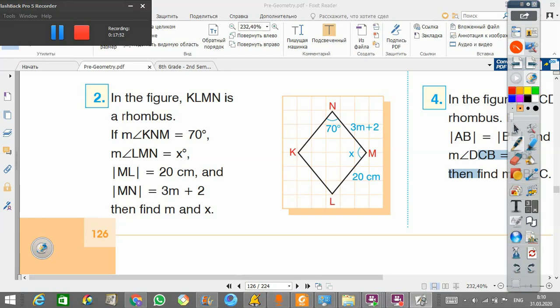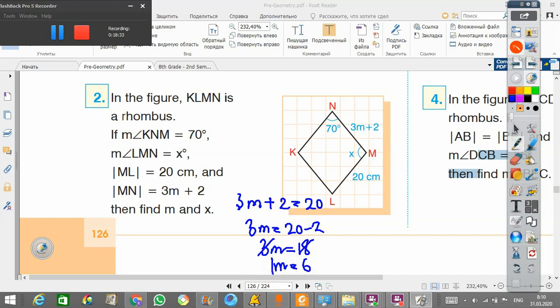Let's find m. So what we can say, in a rhombus all sides are equal to each other. So here we can write like this: 3m plus 2 is equal to 20. Then 3m is equal to 20 minus 2. Then 3m is equal to 18. If we cancel 3 from both sides, we get 6. m is 6.